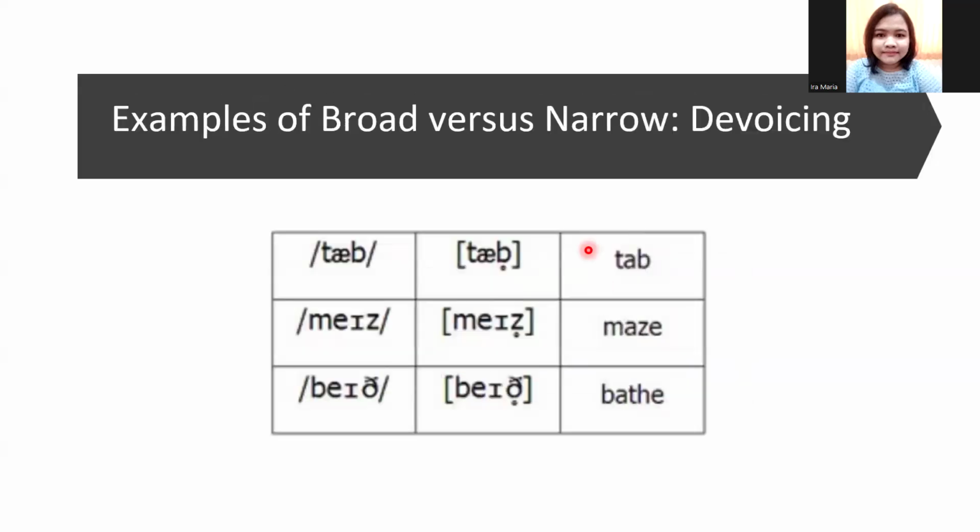Next, we also have devoicing. Devoicing is marked with a small circle, like you see here, below or next to the affected sound. Devoicing here means it is a voiceless sound. Okay, so this is voiceless, so you need to add the diacritic with a small circle here. Okay, so that's broad transcription.